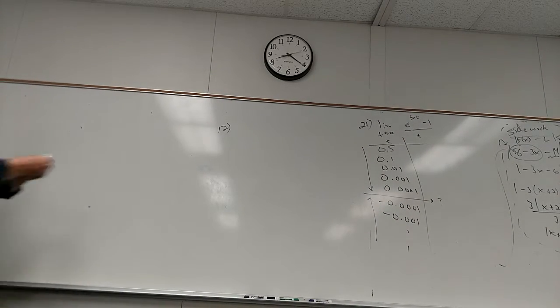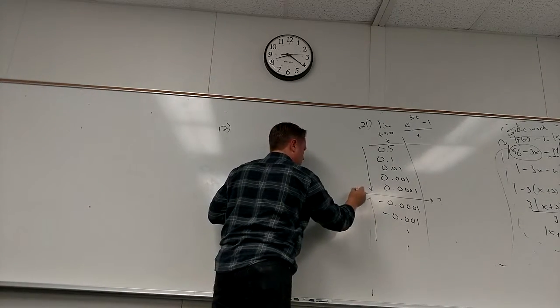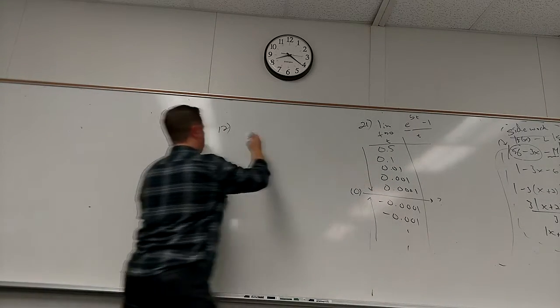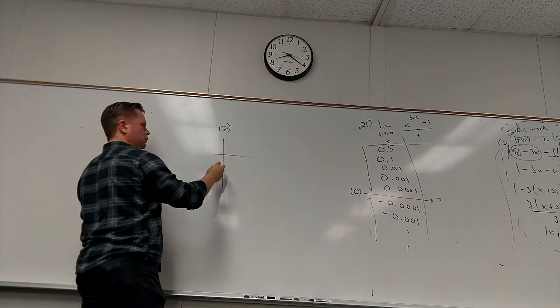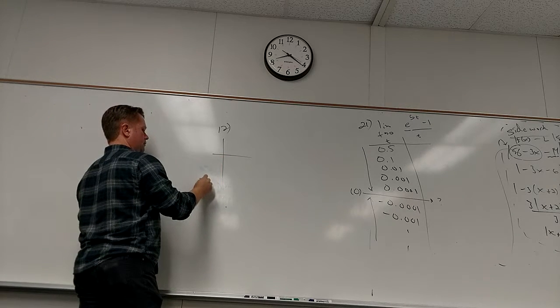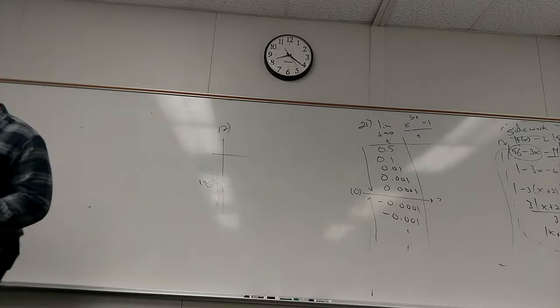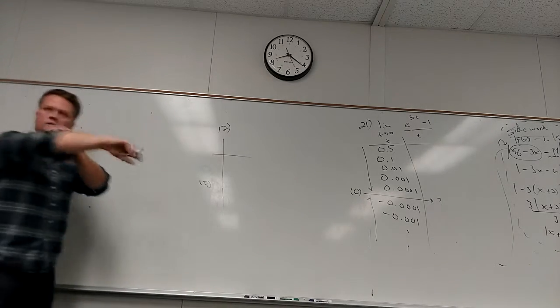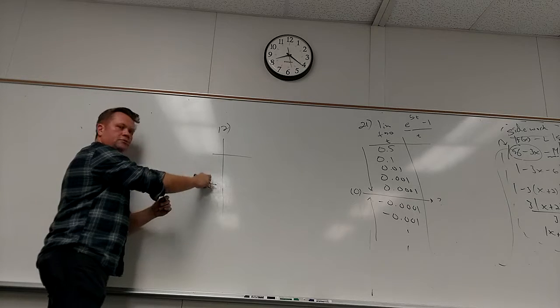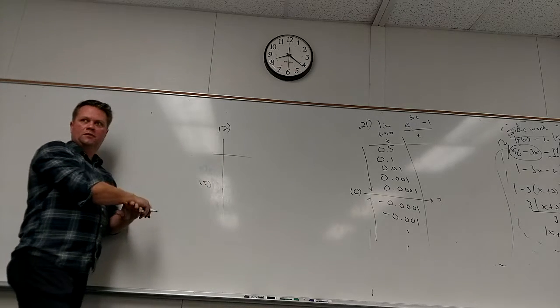So how do I make the table? Sort of like I did here. This was approaching 0, so that was relatively easy. Now I want to approach pi over 2. I think it's from both sides. So how do I set this table up?